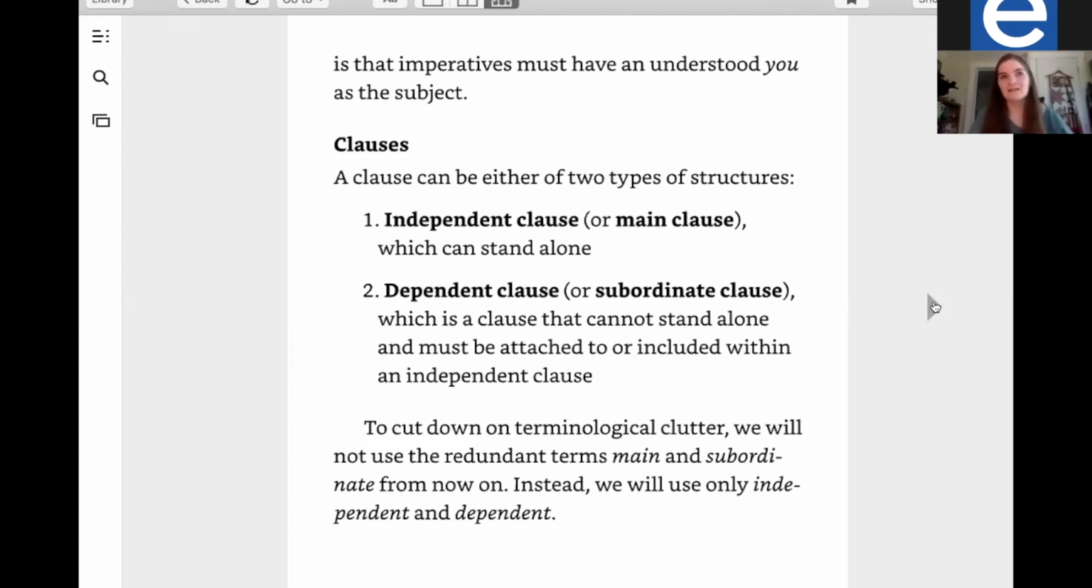That means it's missing one of those key ingredients, either its subject or its predicate, or it's using a specific type of pronoun, in the case of subordinate clauses, where the way it's phrased and constructed means that it can't stand by itself. It requires being attached to an independent clause.